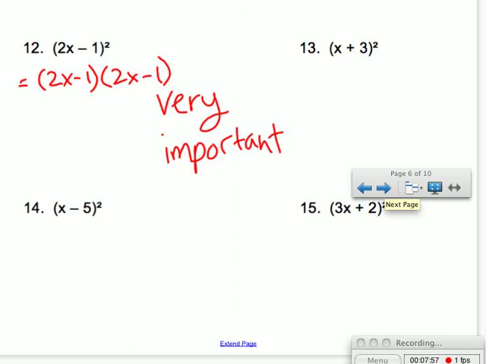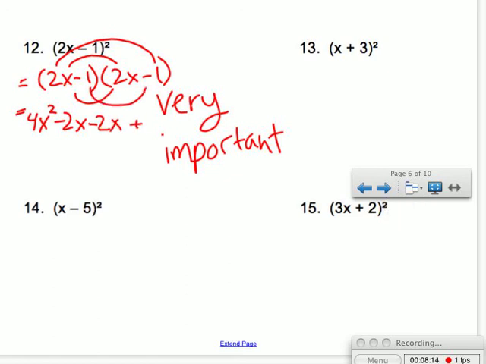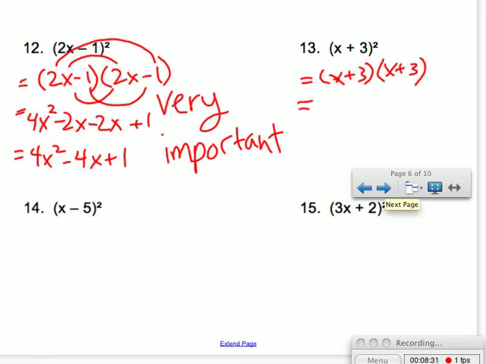So a whole bracket times itself means you're going to do 4x squared minus 2x minus 2x plus 1. So 4x squared minus 4x plus 1. Every time. There's no exception to this. You must always realize that it means two brackets. So we can do this one mentally if we want. X squared plus 3x plus 3x, so plus 6x plus 9.